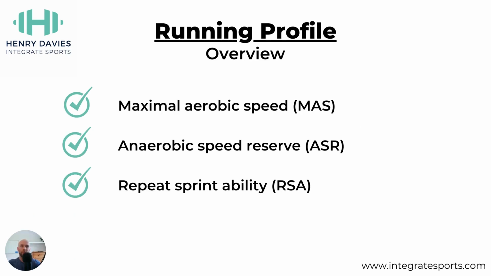So first of all, these are the three key areas we're going to look at. One is maximal aerobic speed, one is anaerobic speed reserve, and the other is repeat sprint ability. So we'll be going into a bit of definitions around these three, just to get a bit of clarity, because a lot of these words can be thrown around, and it's important that we define what we really mean by these and how they can be useful to inform training prescription and to understand someone's running profile.